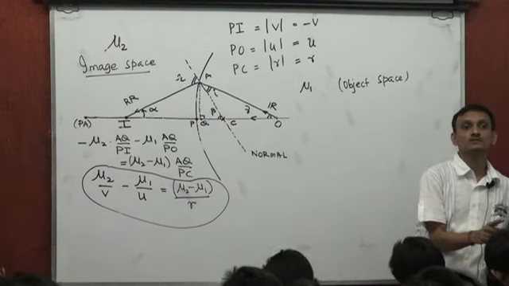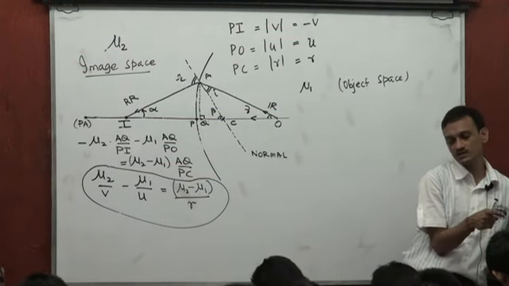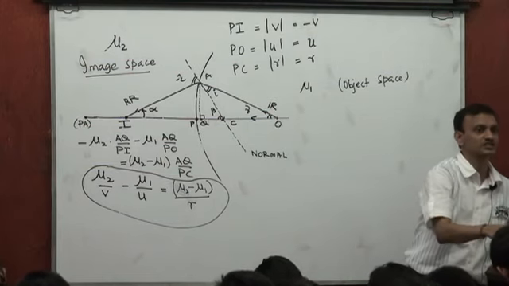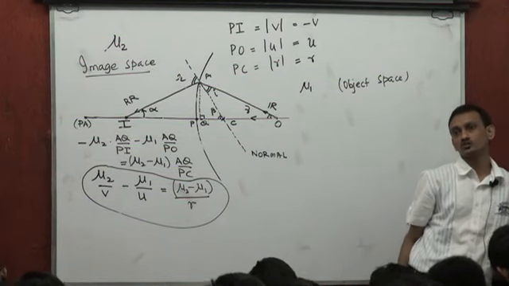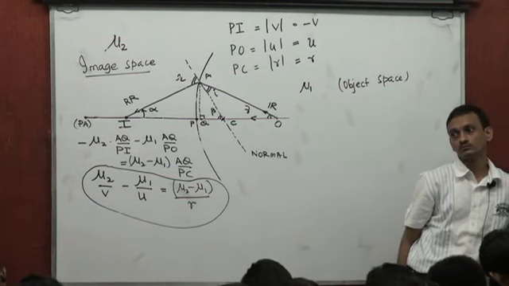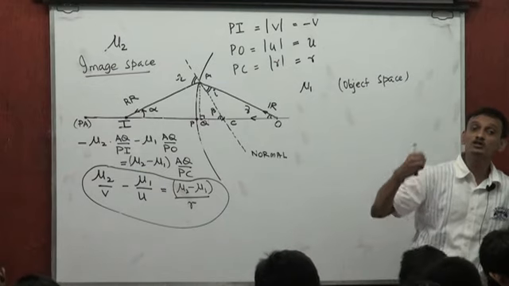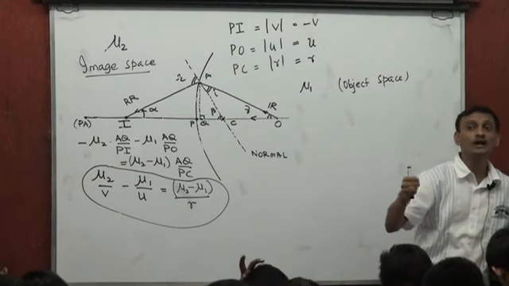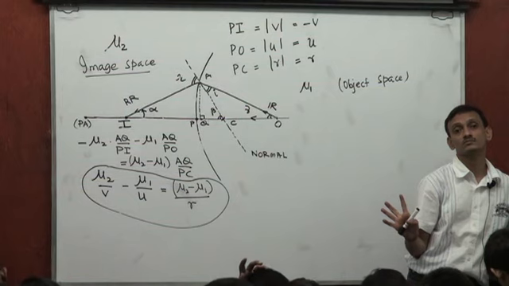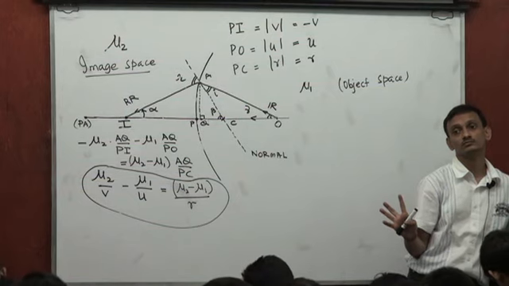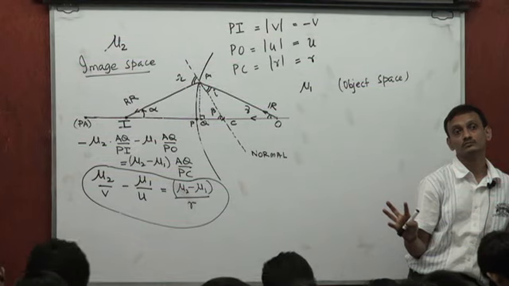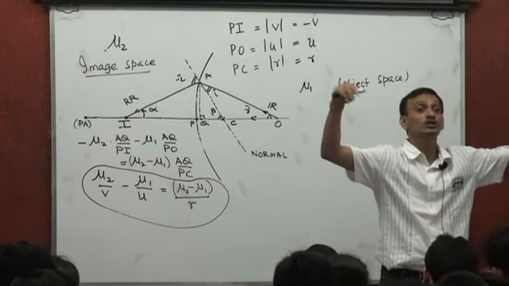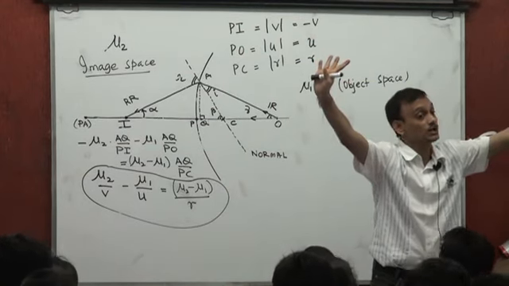The image space is where the refracted ray lies. The image may or may not be located in the image space. In fact, the object space may not have anything to do with where the object lies. The image space may not have anything to do with where the image lies.